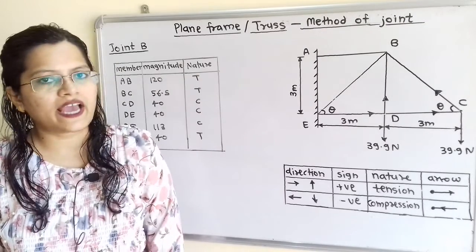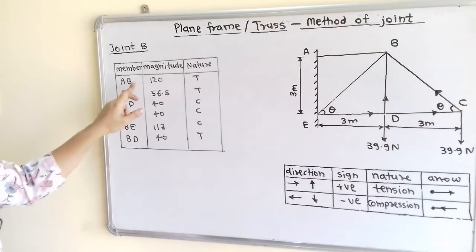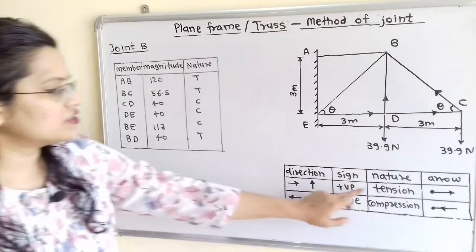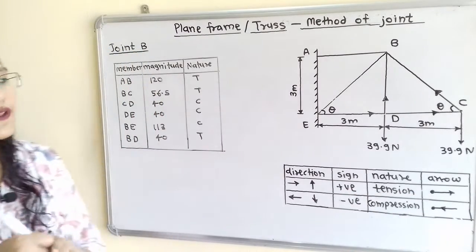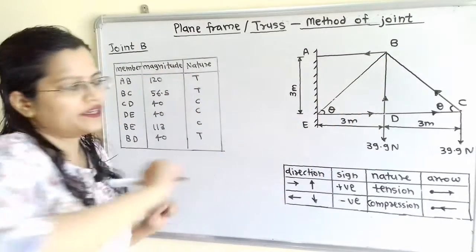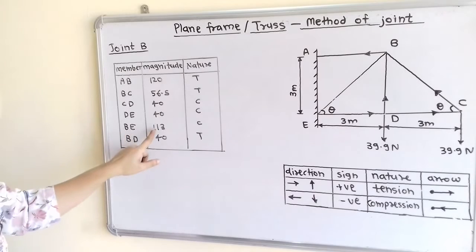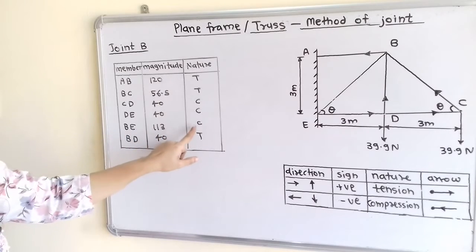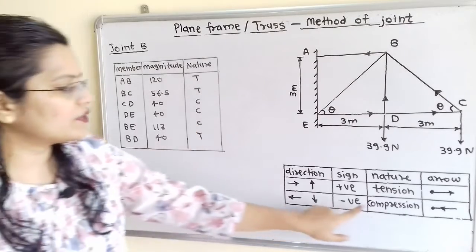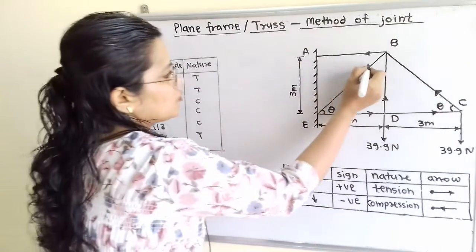Now we will show the arrow. So for this member AB, we have calculated with magnitude 120 and nature is tension. So for tension, we have to show arrow away from the joint. So I will show here. This is away from the joint B. Now in the same way for BE, we have calculated magnitude 113 and nature is compression. So for the compression, we have to show the direction towards the joint. So I will show here.